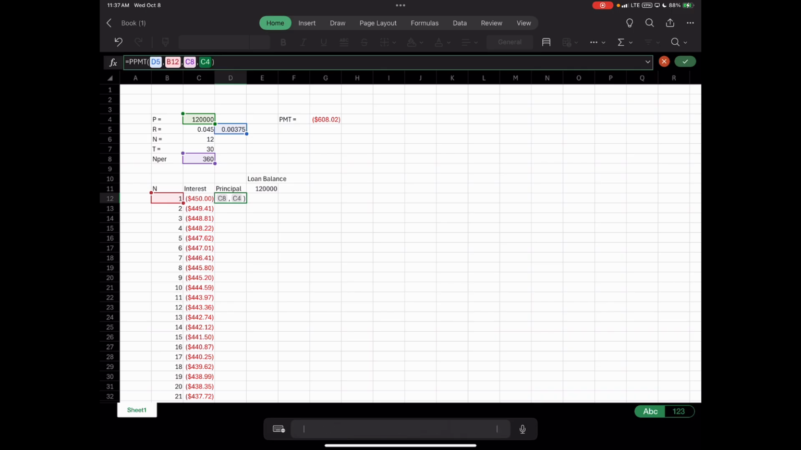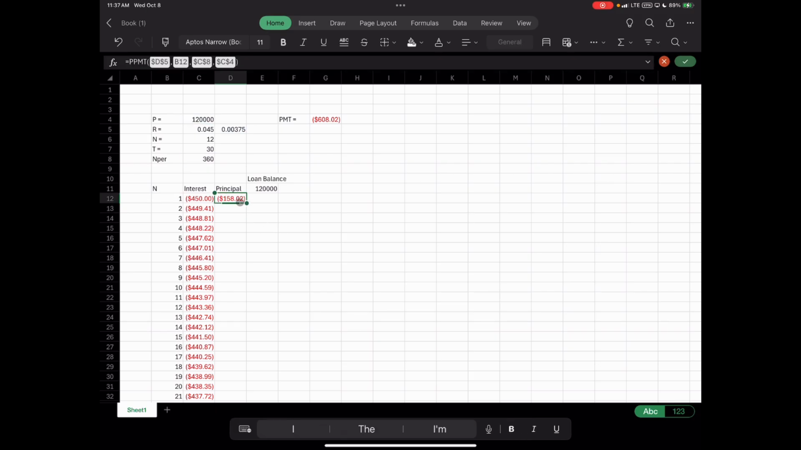But this C4 I need to be static, so I'm going to say $C$4. And then C8 I need to be static, so I'm going to replace it with $C$8. B12 I want to move around. D5 I want to be static, so I'm going to replace it with $D$5. Okay, 158 sounds very familiar.